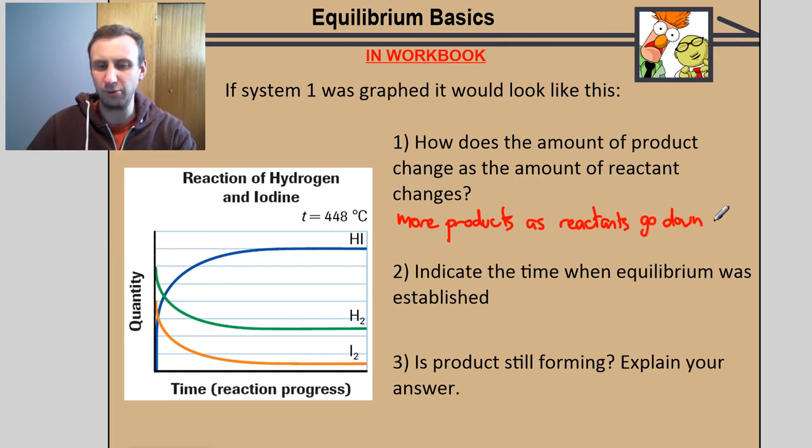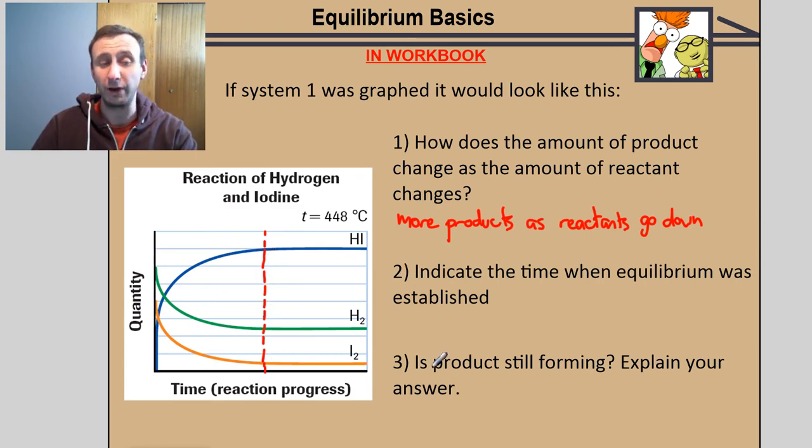Indicate the time when the equilibrium was established. I don't actually have a number here, but what I'm looking for at equilibrium is that I no longer have changes in concentration. So that would happen right about here. Yeah, this is the point where concentrations are staying equal.